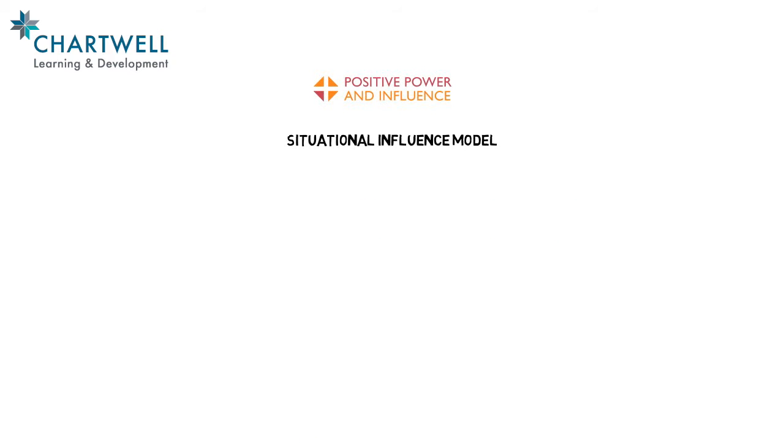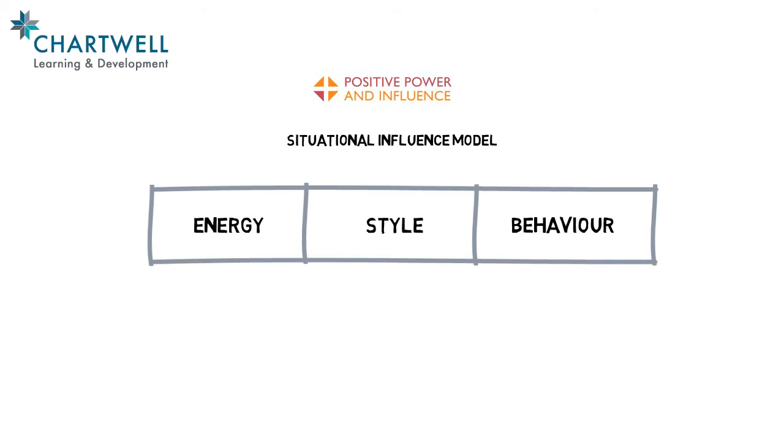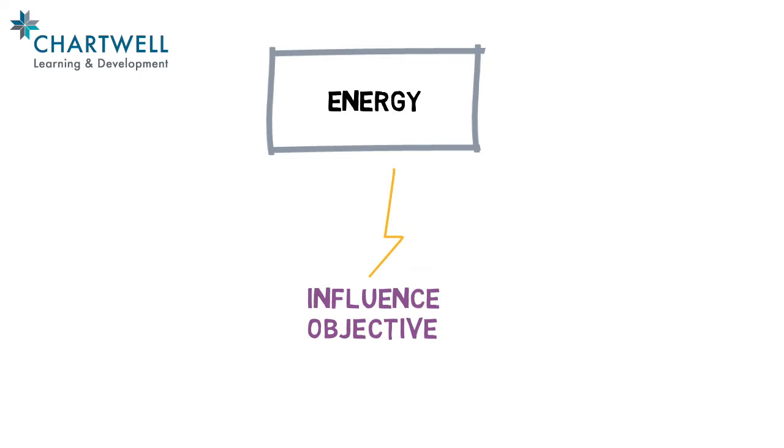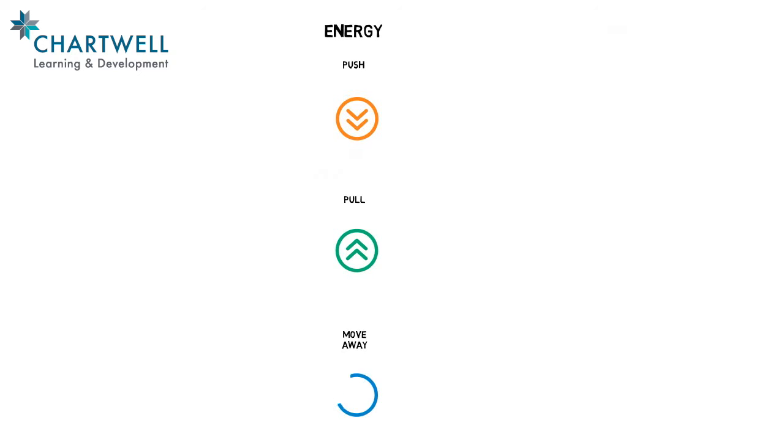There are 3 layers to the situational influence model: energy, style, and behaviour. You can only be influential in a situation if you have energy. Energy is the potential power that you bring to bear on any situation. To be a good influencer, you need to know what you want. You'll have a clear influence objective and you'll use your energy to achieve it. You can use your energy in 3 different ways. You can push, you can pull, and you can move away.